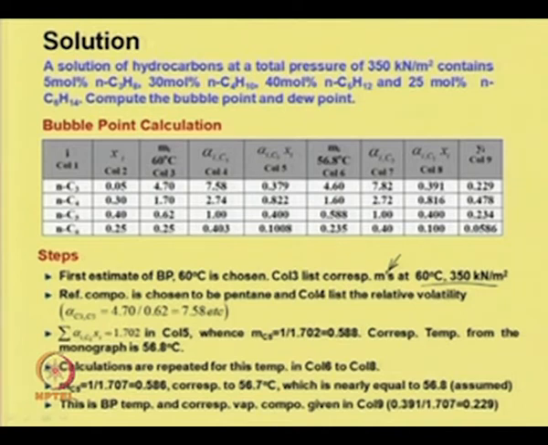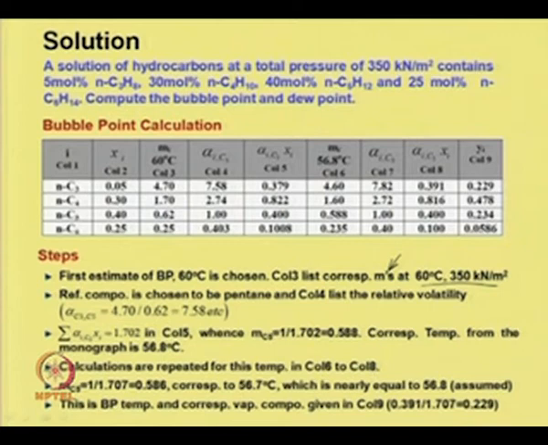And then we can add up the sum of alpha i C5 xi, which is given in column 5. If we take the sum of all these, which is around 1.702, then 1 by 1.702 is 0.588, which is reported in column 6. This Mi value is very close to the temperature which can be obtained from the monograph, around 56.8 degrees centigrade. Calculations are repeated for this temperature in column 6 to column 8.